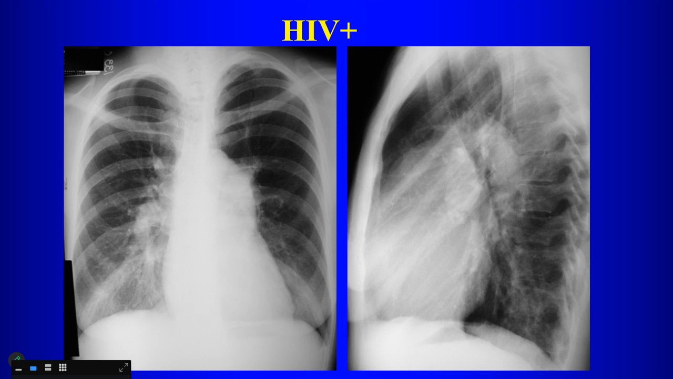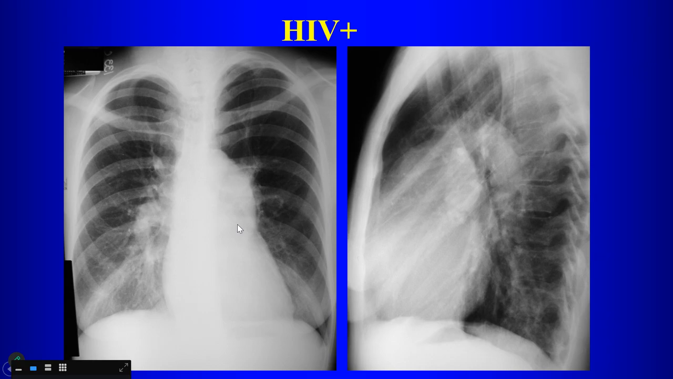AP window, there's patchy consolidation of the right lobe. All right, so let's go through our bumps. What is this guy here? The arch of the aorta, so that's the aortic knob. There's another bump here, right? So what could that be?